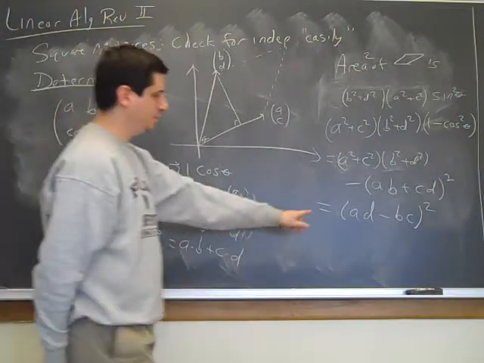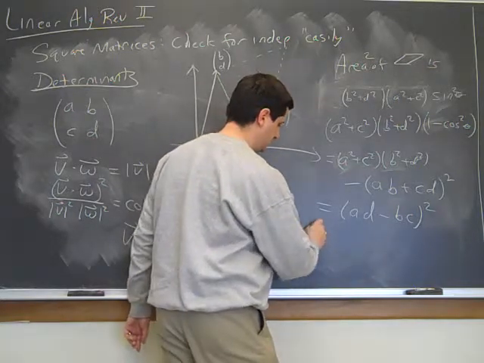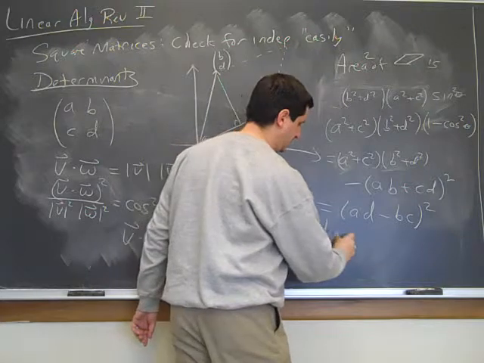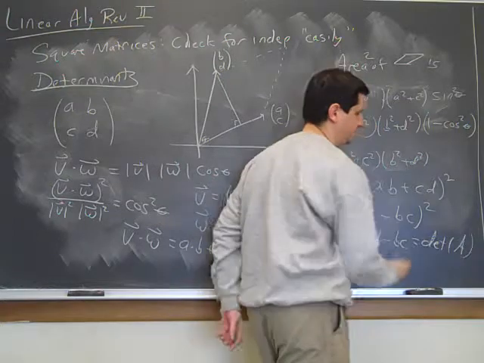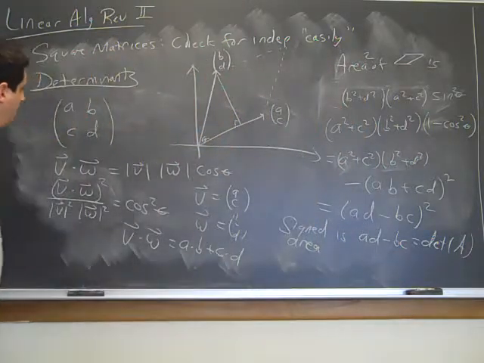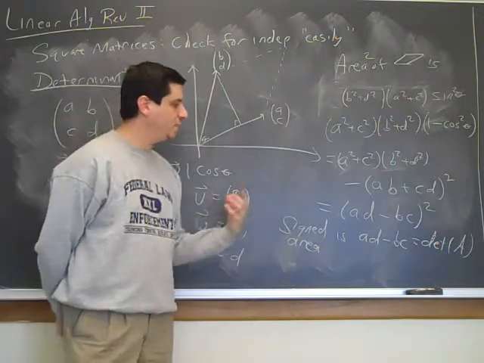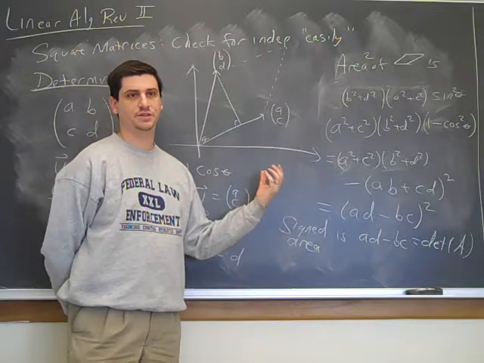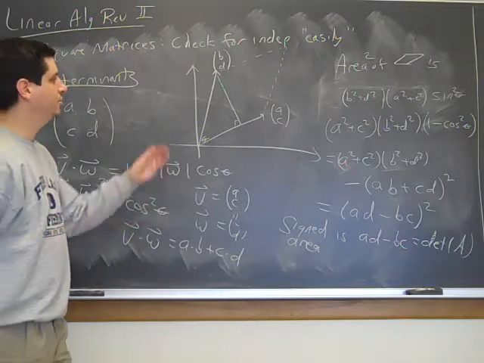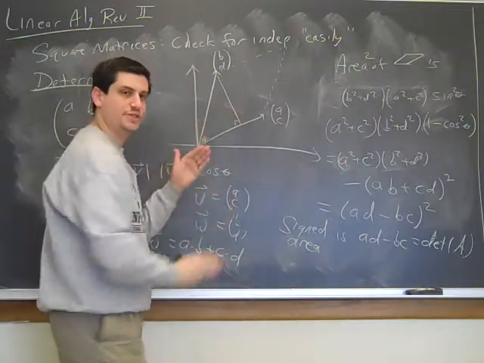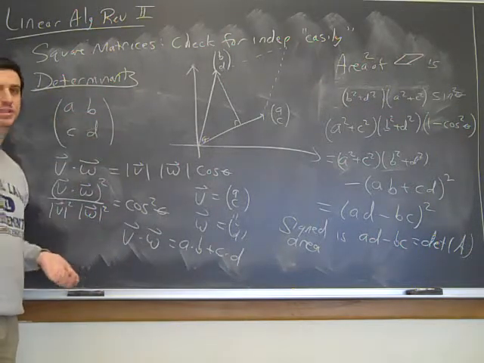So this is the determinant of a 2 by 2 matrix, AD minus BC. And so the signed area is AD minus BC, and we call that the determinant of A. And so A times D minus B times C, that's the determinant of A. It's a quick and easy way to tell if the vectors are linearly independent. And it makes sense, if the two vectors are in the same direction, the area of the parallelogram will be 0. If they're in different directions, the area will be non-zero.